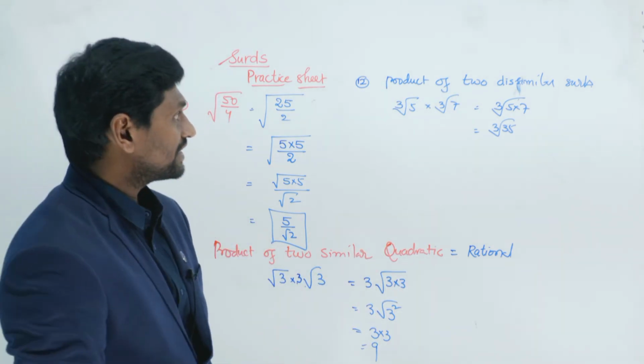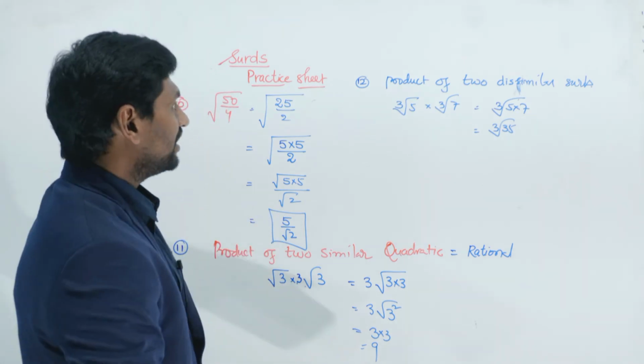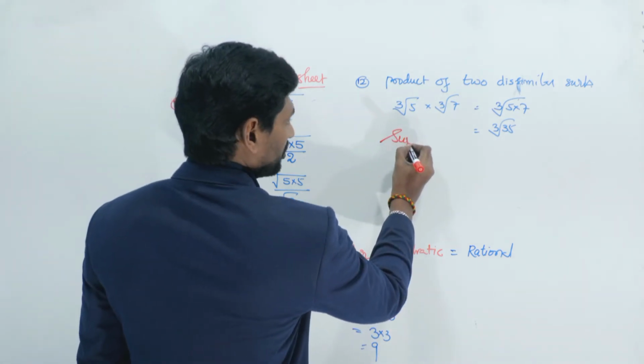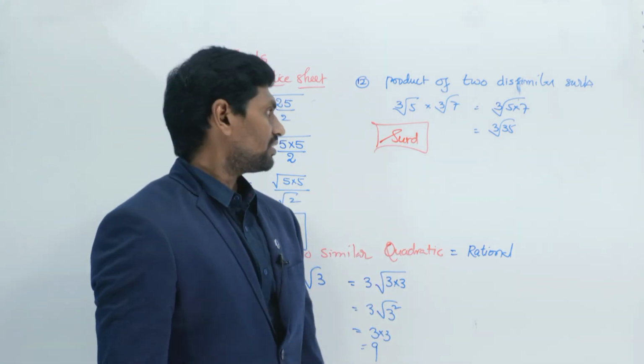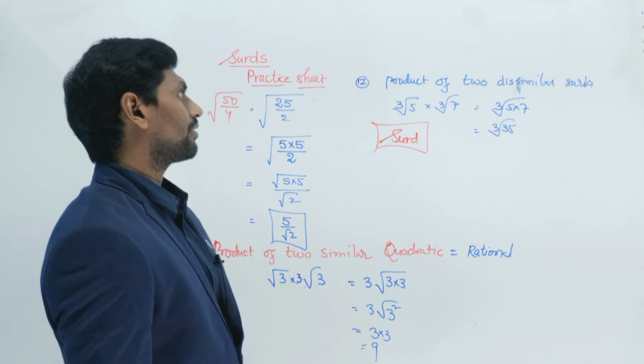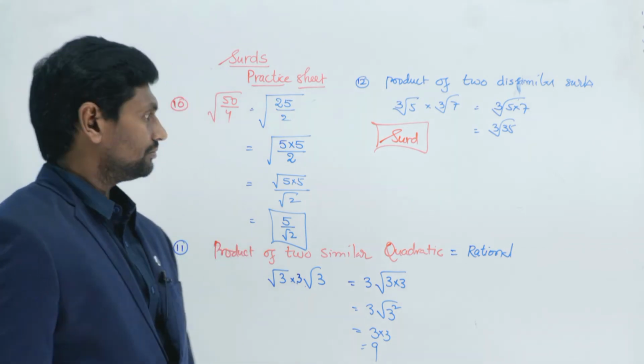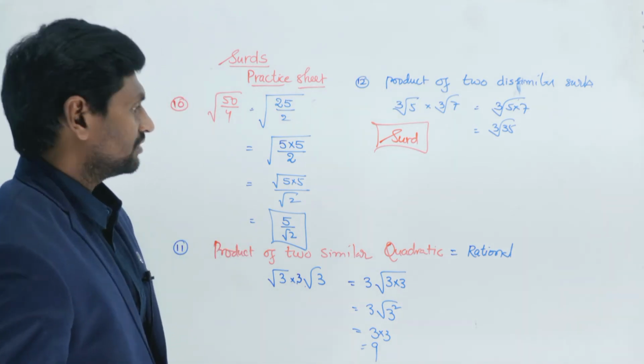So the product of two dissimilar surds is a surd, but the product of two similar quadratic surds is a rational number. 12th one answer is surd. Check.